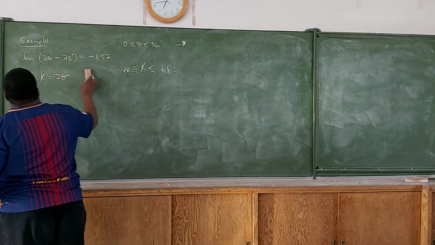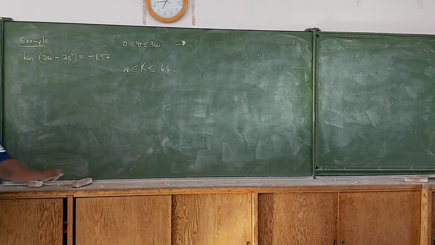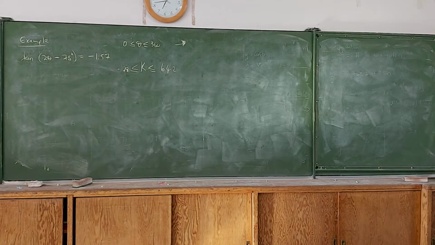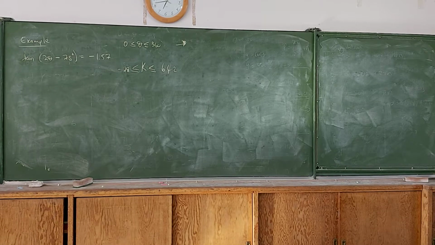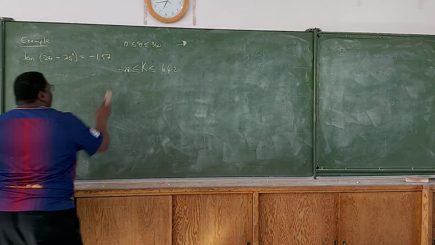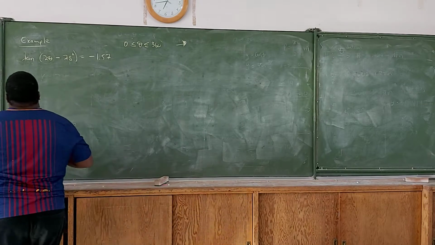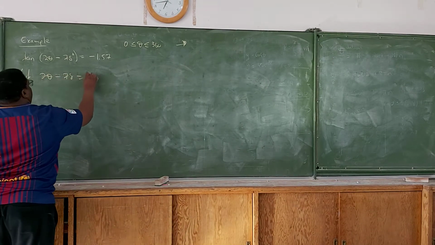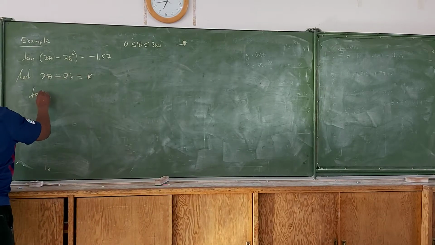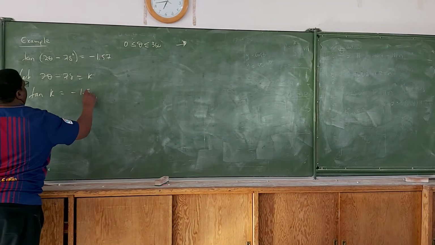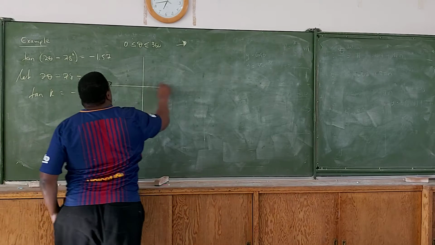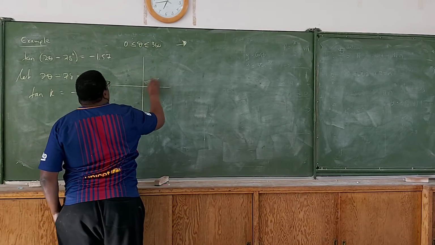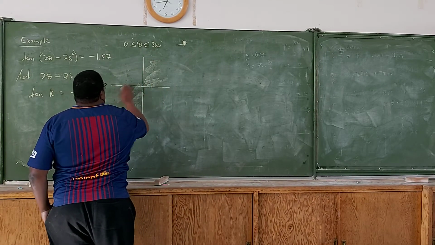Okay, from there to there. But let me work without considering that. Okay, can I do that? Alright. So I'm going to say let 2 theta minus 78 equal some k. So I have tan k equals negative 1.57. And I know that tangent is negative in the second quadrant.